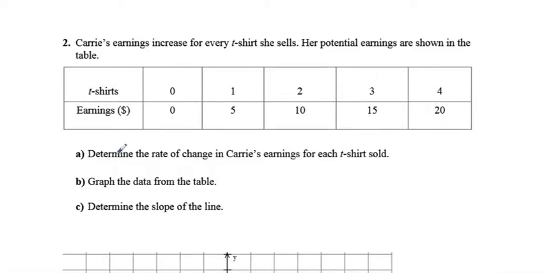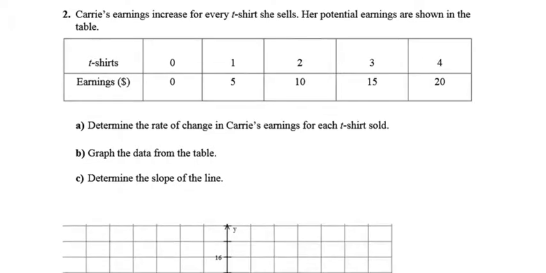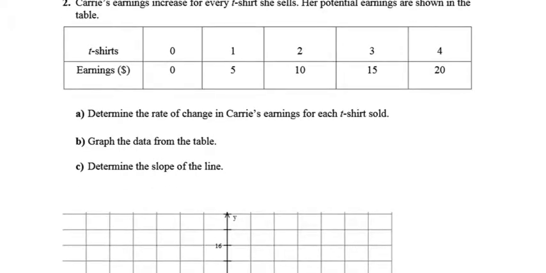So it says determine the rate of change in Carrie's earnings. So remember, it's the rate of change in the y's. In this case, the y's are the earnings and the t-shirts are like the x's, because the independent variable is the x.